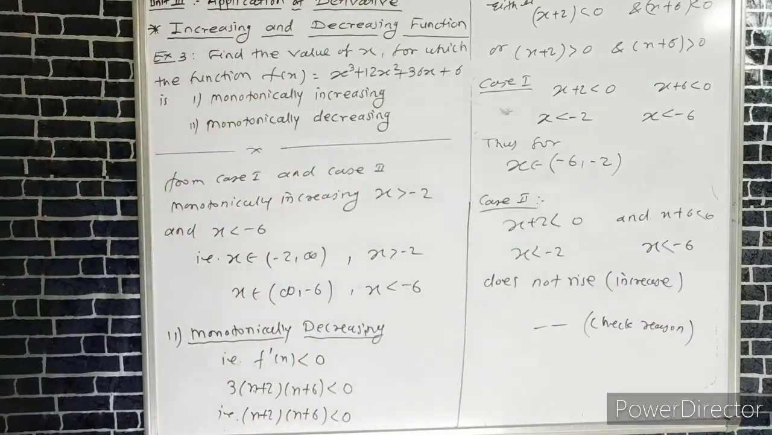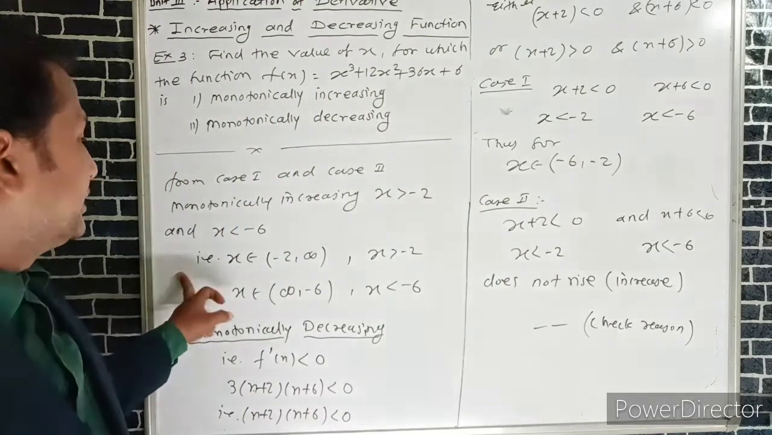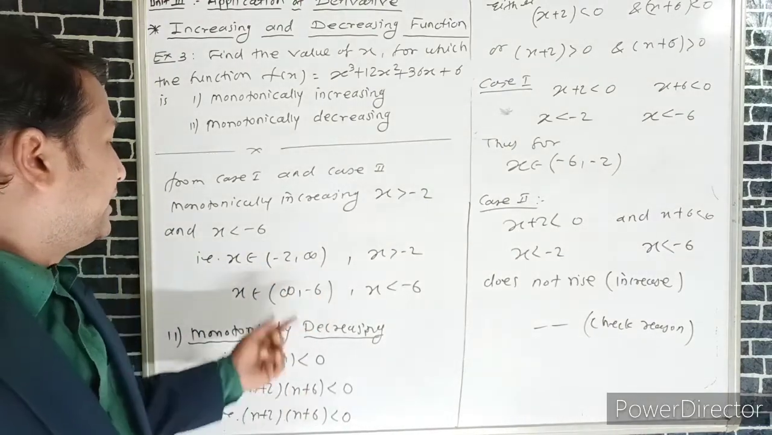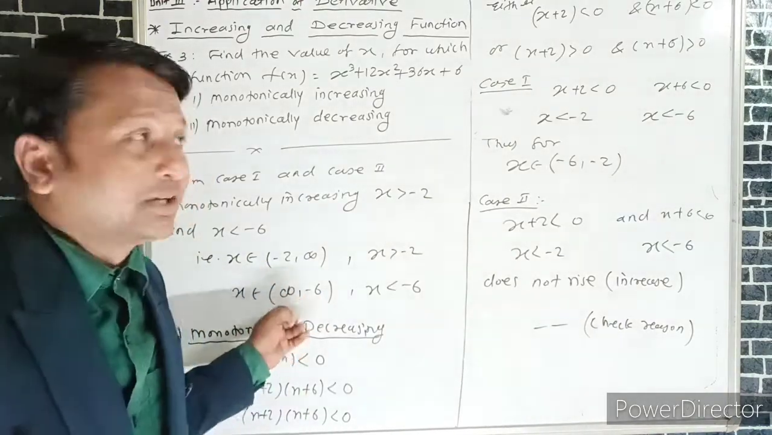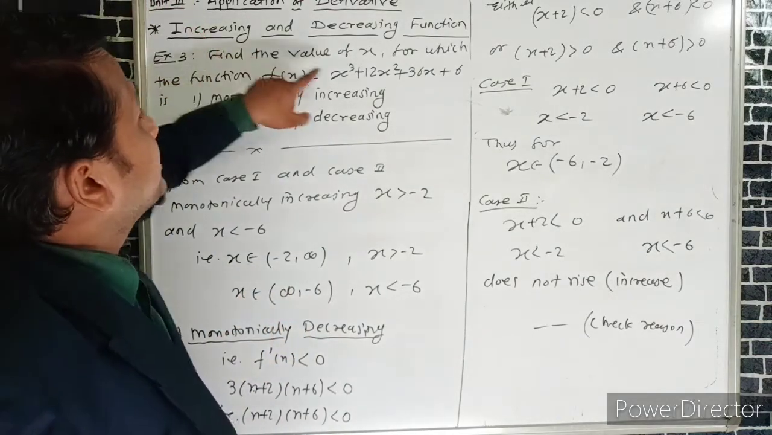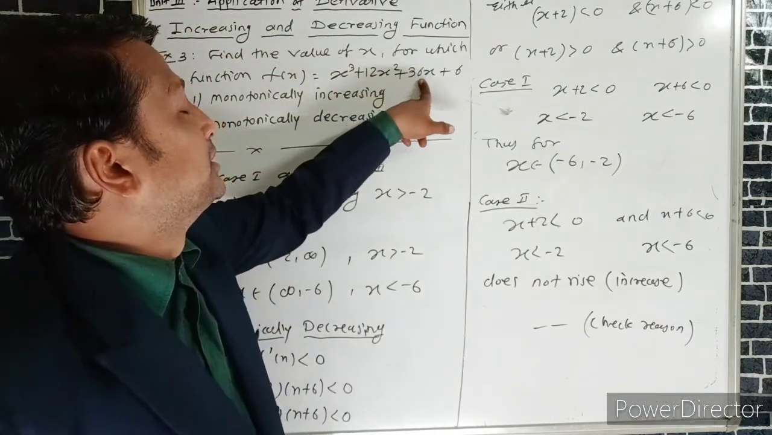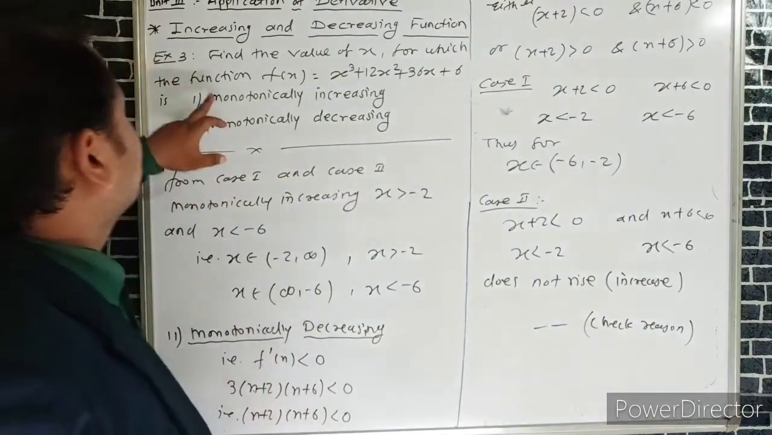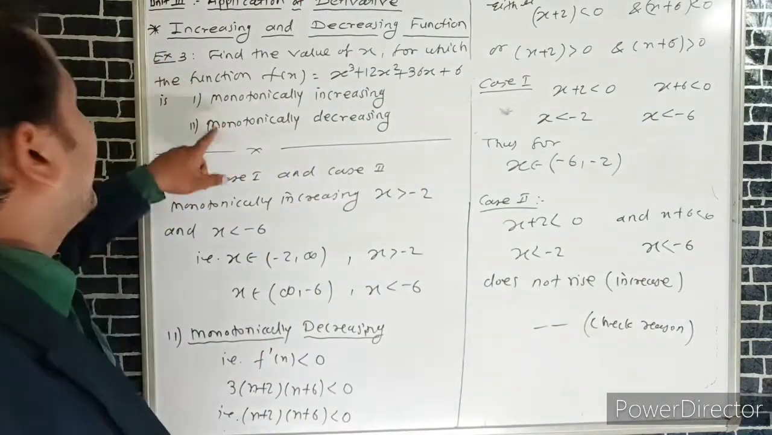When the function is monotonically increasing, then x belongs to minus 2 to infinity and minus infinity to minus 6. This is the required value of x when the function f of x equals x cube plus 12x square plus 36x plus 6 is monotonically increasing and monotonically decreasing.